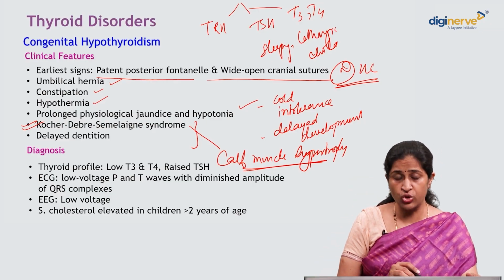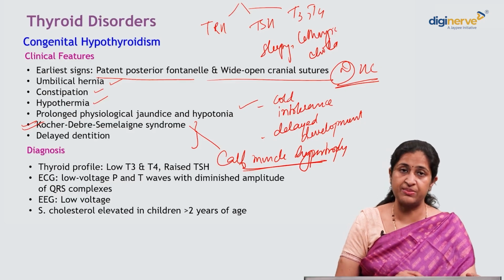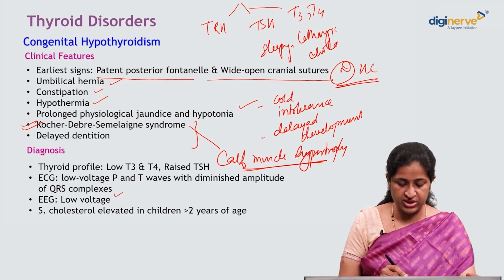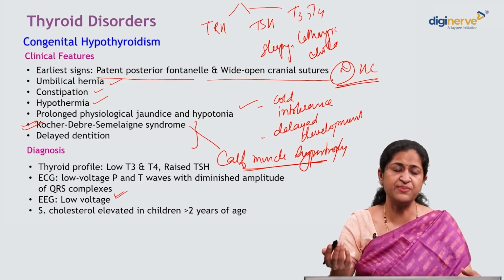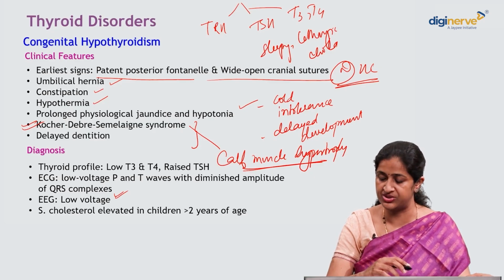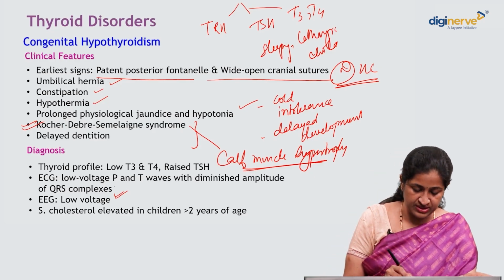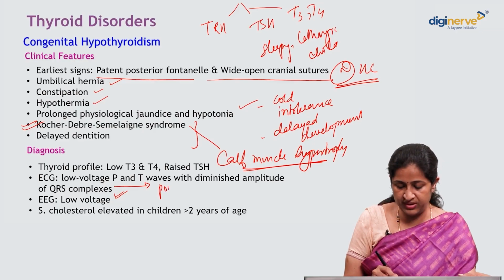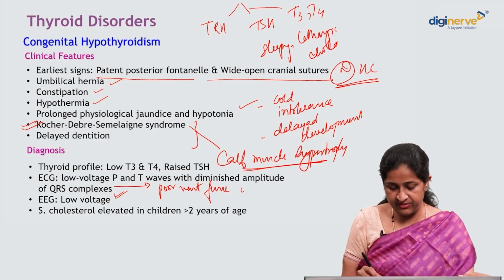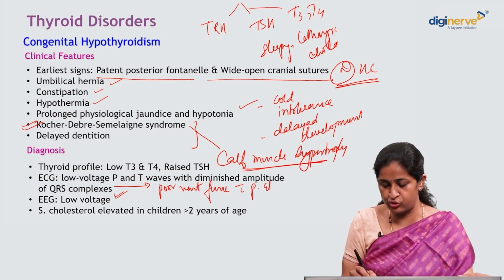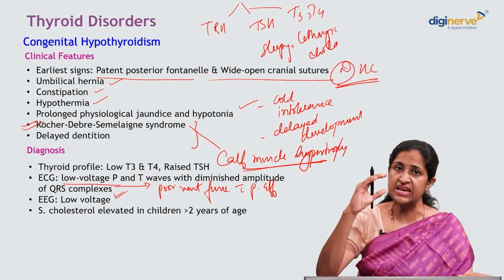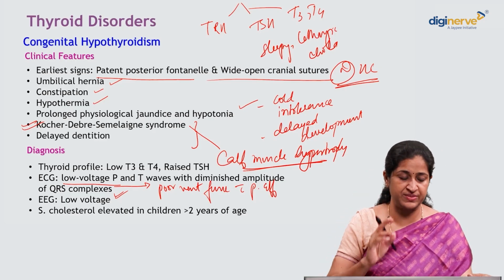The ECG shows low voltage P and T waves with diminished amplitude of QRS complexes. EEG also shows low voltage complexes. Serum cholesterol, sometimes if you do, you may find elevated in children less than 2 years of age. So if you have this, you have poor ventricular functioning with pericardial effusion. That is why when you have these low voltage P and T waves, diminished QRS complexes, you must be careful.